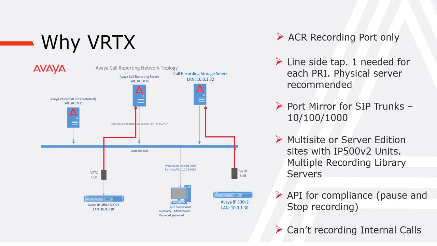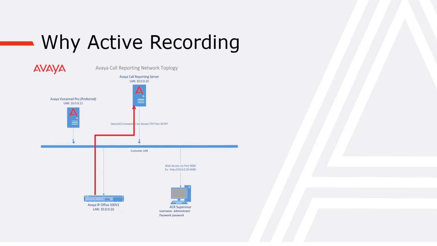Because it's a line side tap, it's only seeing inbound and outbound. Can't do internal. So that's where that hybrid approach comes up. You can have Voicemail Pro record just the internal calls, and then you could use Vertex to record your external calls. However, after June, active recording is going to be the primary method.